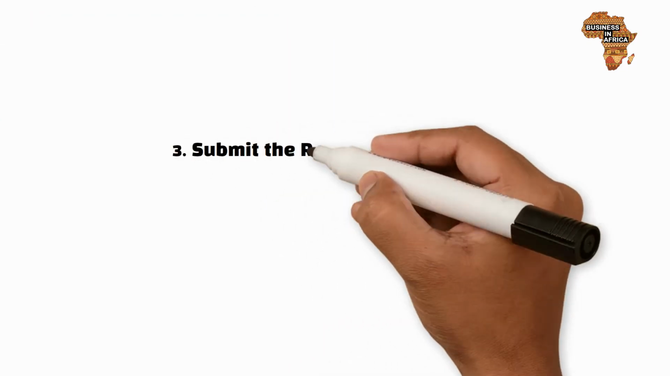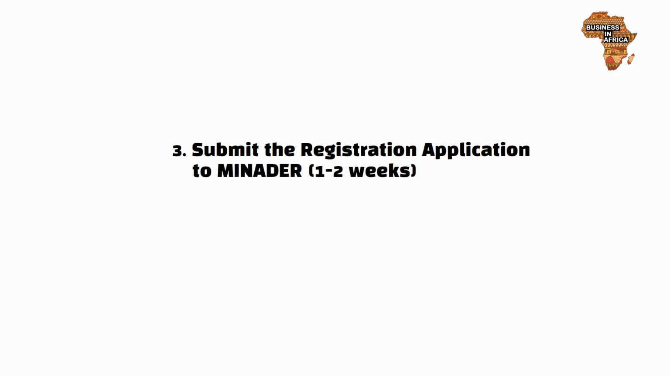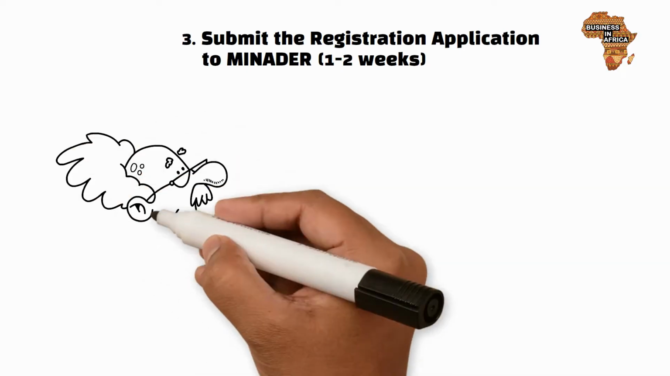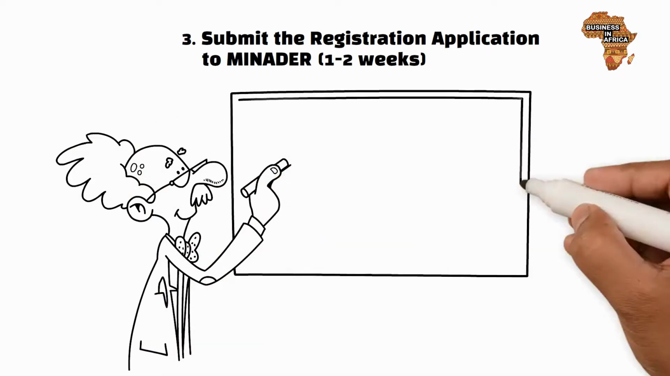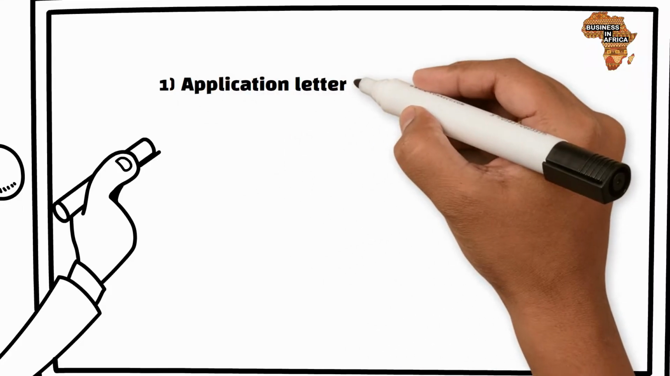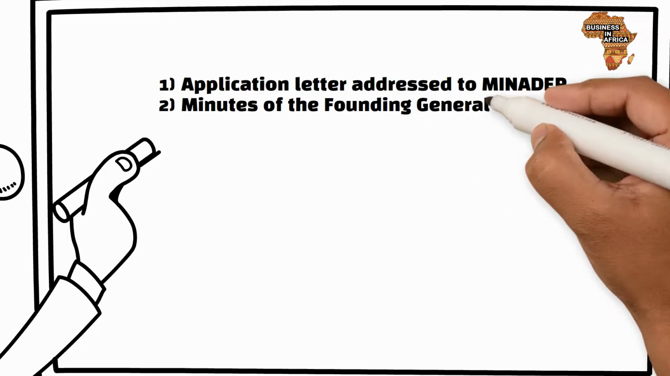Number 3. Submit the registration application to MINADER, 1 to 2 weeks. Purpose: legally register the cooperative credit union. Required documents: application letter addressed to MINADER. Minutes of the founding General Assembly.